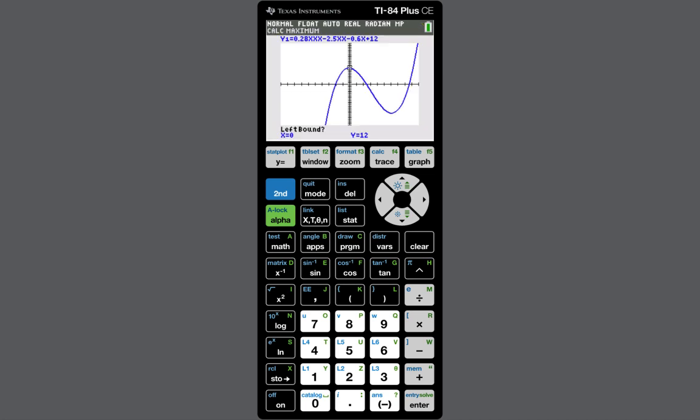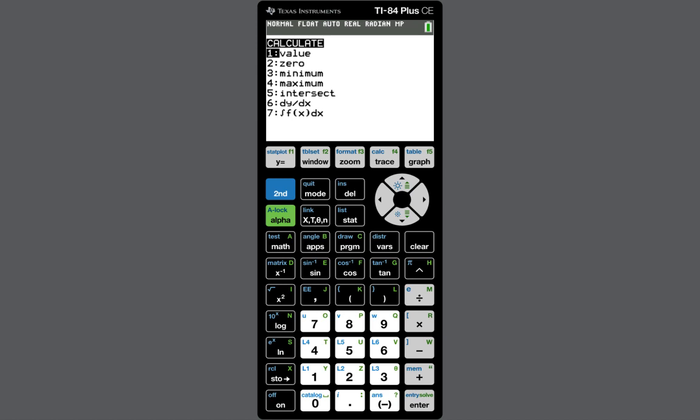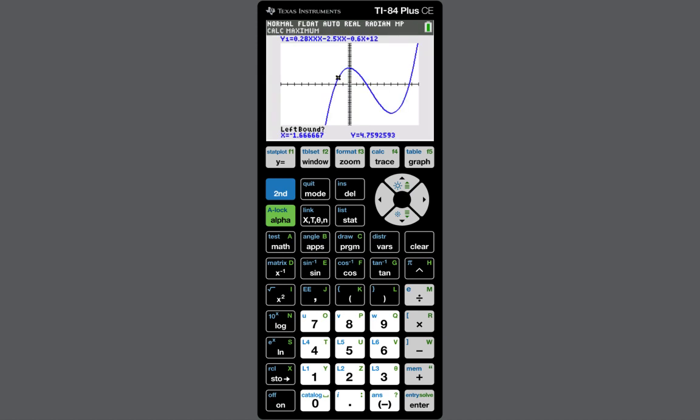Hit enter. And go to the left side of the hilltop. I'll show you a good spot. There'd be a good spot on the left side of the hill. You'll hit enter. And then you want to, well, I did it wrong here. Second calc, choice 4. Hit enter for the left bound. And then it should ask you for a right bound, and you'll scroll over to the other side of that hilltop. Hit enter again. And when it says guess, you hit enter once more. And you have your answer. It's the y value of 12.04.